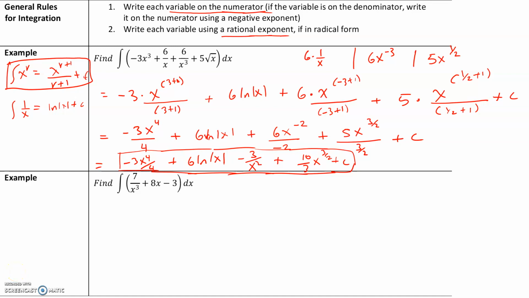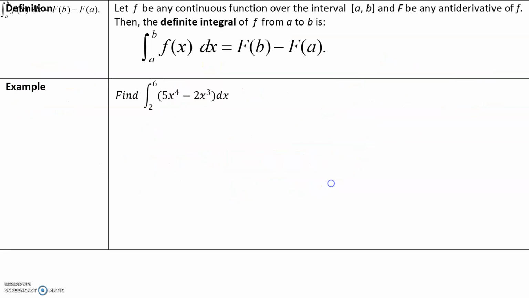Here's the next example. Take the antiderivative of 7 over x cubed plus 8x minus 3 dx. First off, let's rewrite this with all the variables on the numerator and using rational exponents. So we have 7x to the negative third on the numerator plus 8x minus 3. We don't have anything in radical form as we did before, so we don't have to worry about that. And then we got dx.